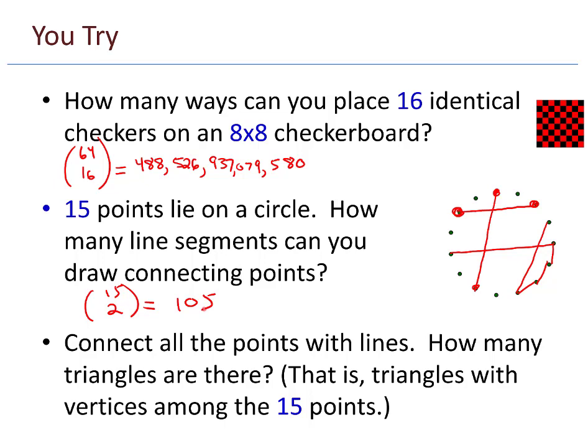Now let's say I connect all the points with lines. How many triangles are there? So basically, I'm picking 3 points now out of the 15, because any selection of 3 points will give me a triangle. So that's 15 choose 3, which is 455.